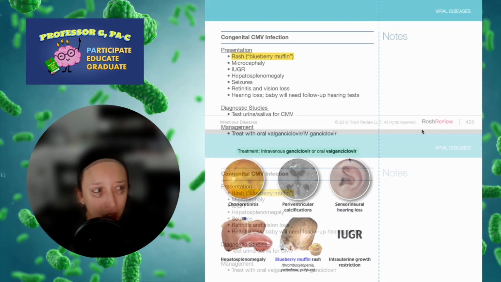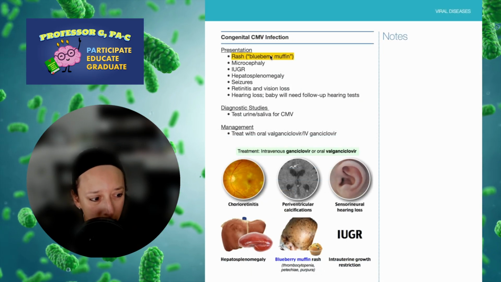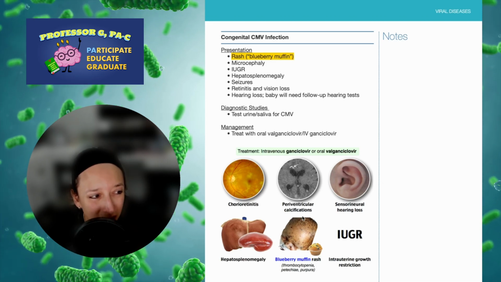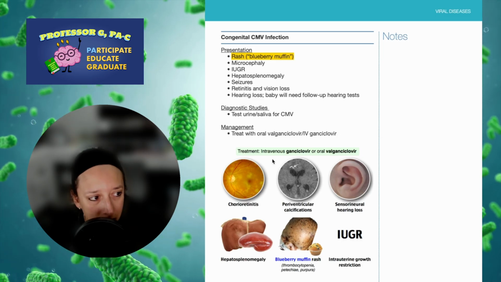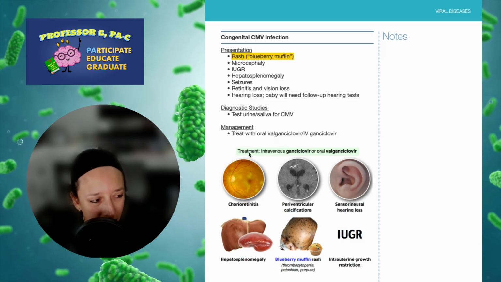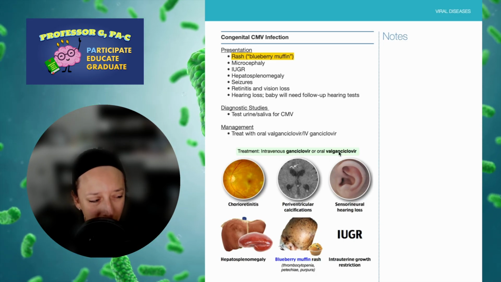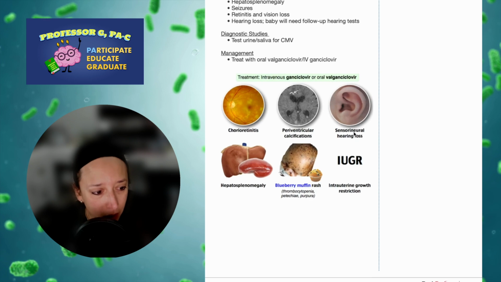Right. So congenital CMV infection, you look for this classic rash. It's a blueberry muffin rash. You can see that down here. You'll also notice some microcephaly, hepatosplenomegaly, seizures, retinitis, and hearing loss, and treatment is again with ganciclovir and valganciclovir. So here's some of the things that it can cause.